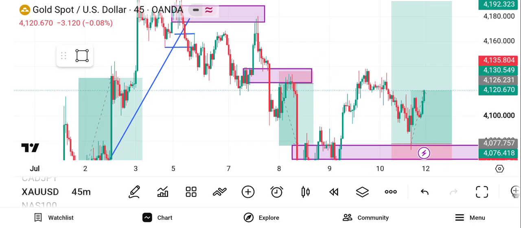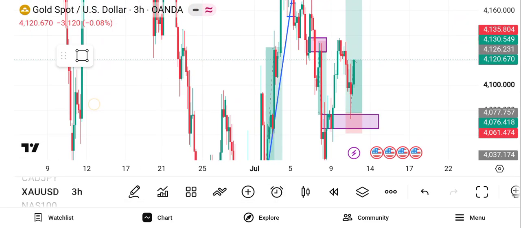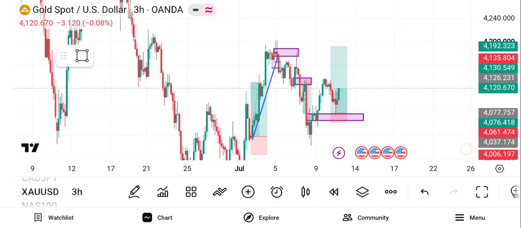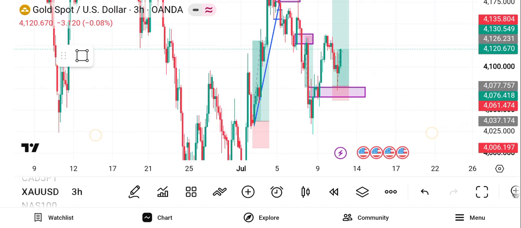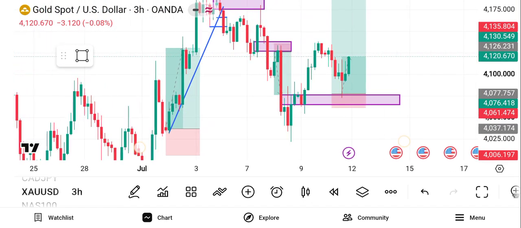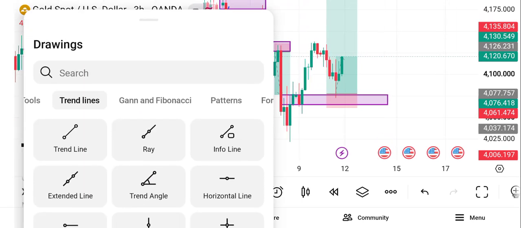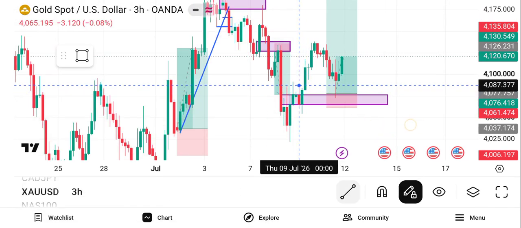All right, so this was a good setup on 3 hours. I sent this trade to someone who pays for signals, and the trade is in profit. This 3-hour setup. All right, so on the 3-hour, I discovered that the market gave me a double break of structure when it took out this zone here.